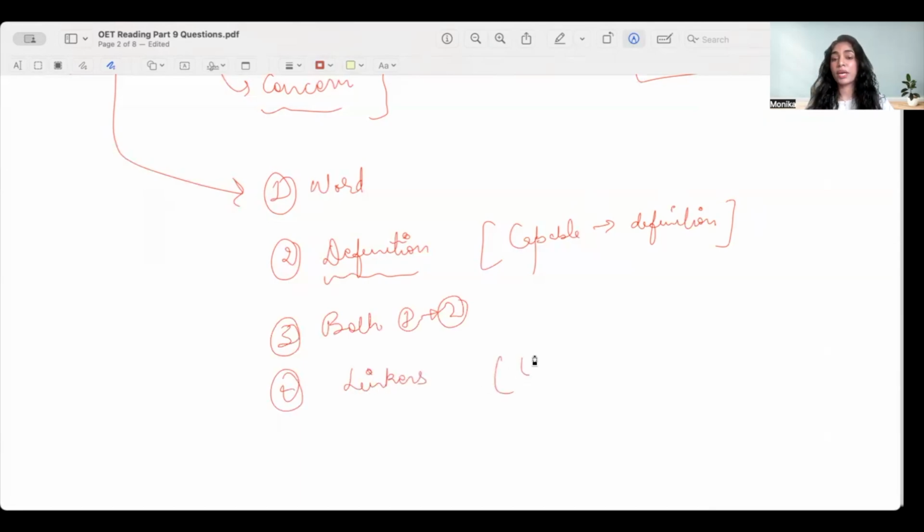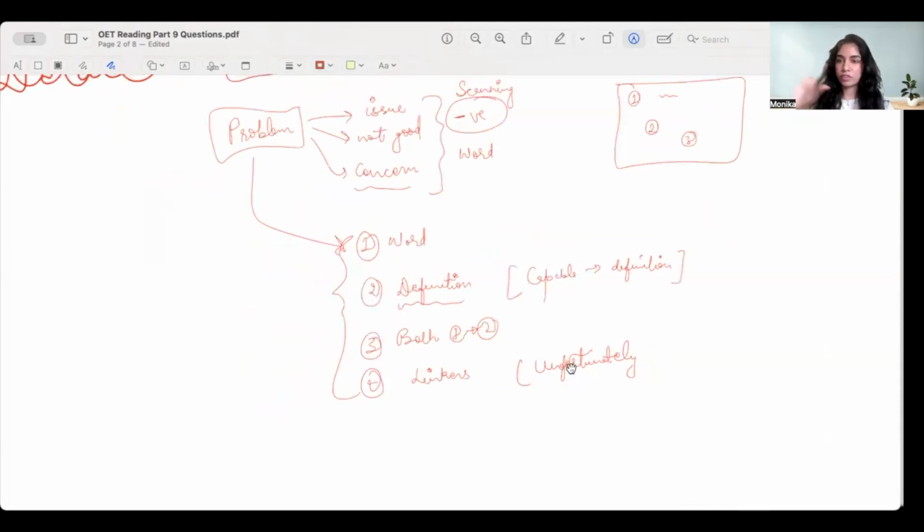If a sentence automatically starts with unfortunately, right? What would happen? You would think, okay, a reader or writer is not happy about this. So any combination of these tools would help you identify something that is negative. Now, that's all for the theory. Let's try and apply it to the question here.